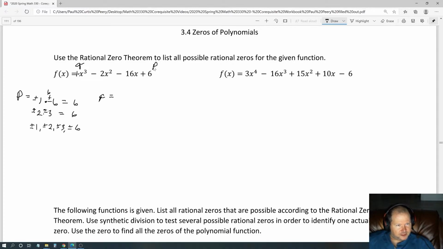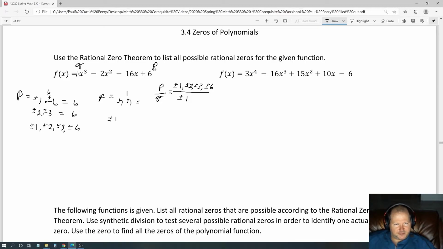Okay, well, let's see what q is. So q is going to be the two numbers we can multiply together to give 1, which would just be 1 times 1. Just 1, right? Plus and minus 1. All right, so q is just simply plus or minus 1. And what you do is you want to find p over q. So p over q is going to be plus or minus 1, plus or minus 2, plus or minus 3, plus or minus 6, and then we're going to put that over plus or minus 1.